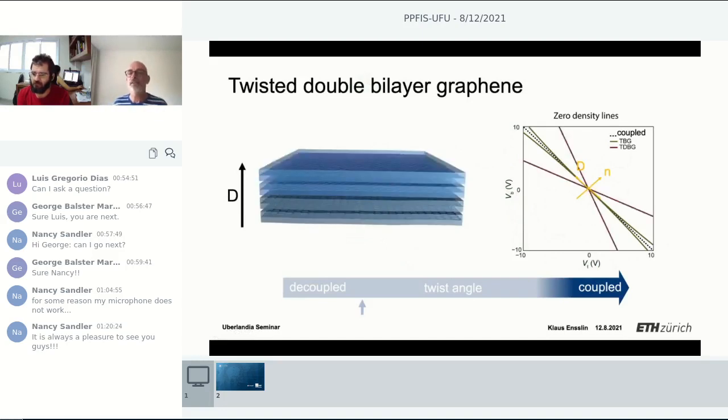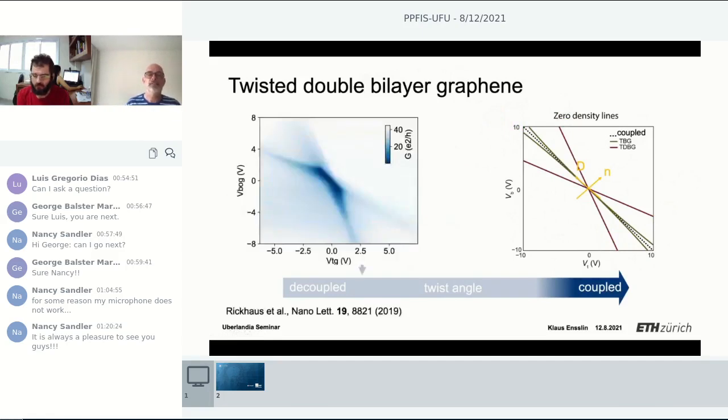And now you see this is the carrier density axis. This is what we call displacement field, because along this line, the density is zero. The total density of the system is zero, which doesn't mean that the densities in the two systems have to be zero. The total density of the system is zero. Actually, it turns out that we find two zero density lines, you see these two lines, that correspond to the zero density of each of the two bilayers individually. And if you do the experiment, the color scale is conductance. You see these lines and you see something very interesting.